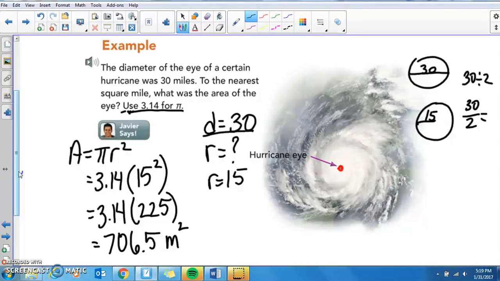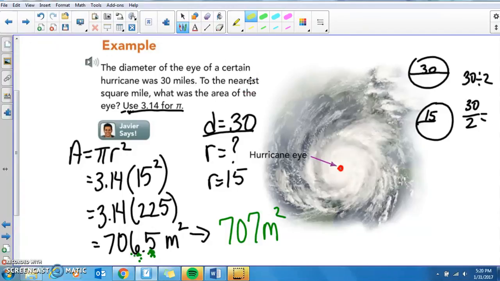And it says round it to the nearest square mile, so if we round it to the nearest square mile, that means we want to have it as a whole number. So what we're going to do is take that 6, and look at the number directly to the right of it. So what that's going to cause us to do is look at that 5. That 5 causes that 6 to round up. So we're going to say 707 miles squared.